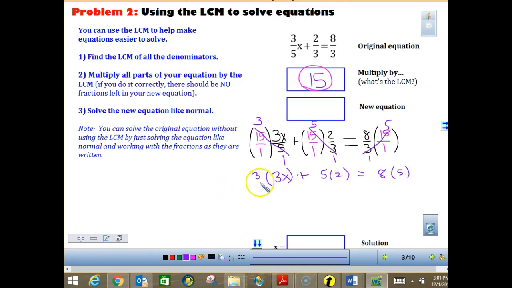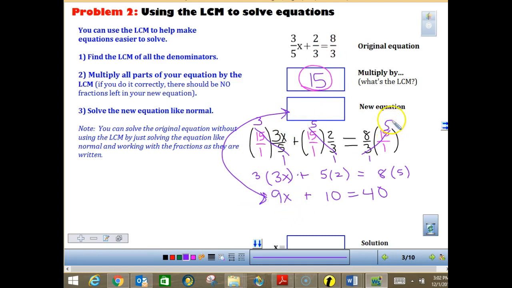Brooke, what's my easy new equation? I'm going to multiply those and get what? 9x plus 10. Isn't this, for most of you, much easier to solve than if I give you this fraction? Some of you almost lose it, like, oh my God, I can't solve this problem, right? You look at it, and you can't. You just want to make it into an easier problem. So this is our new problem.